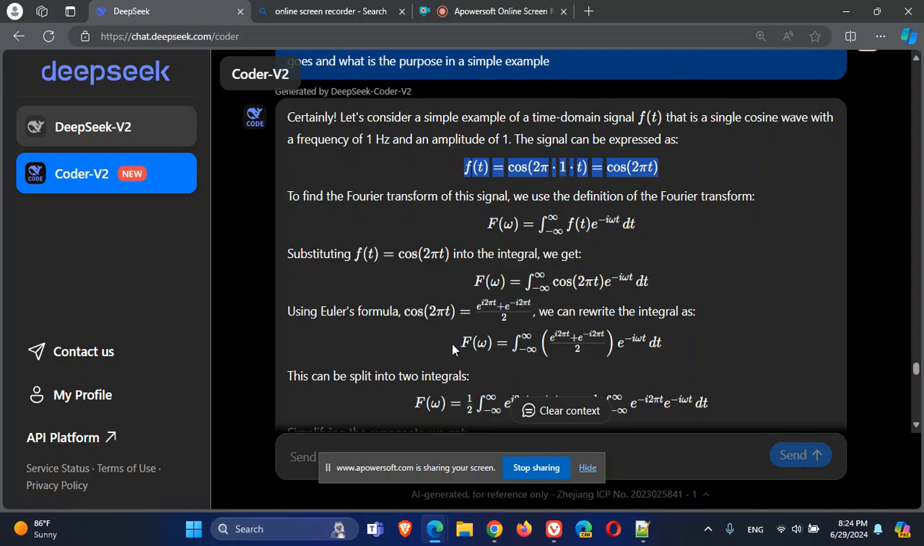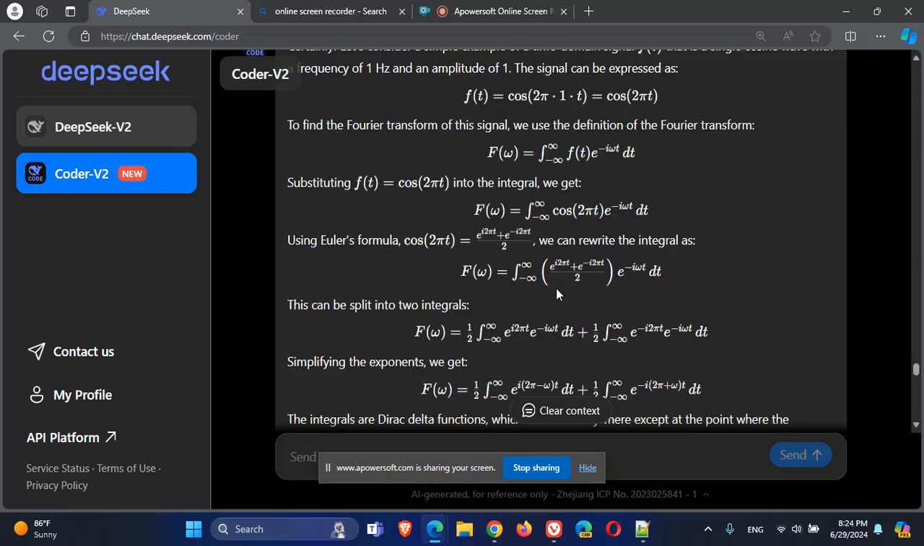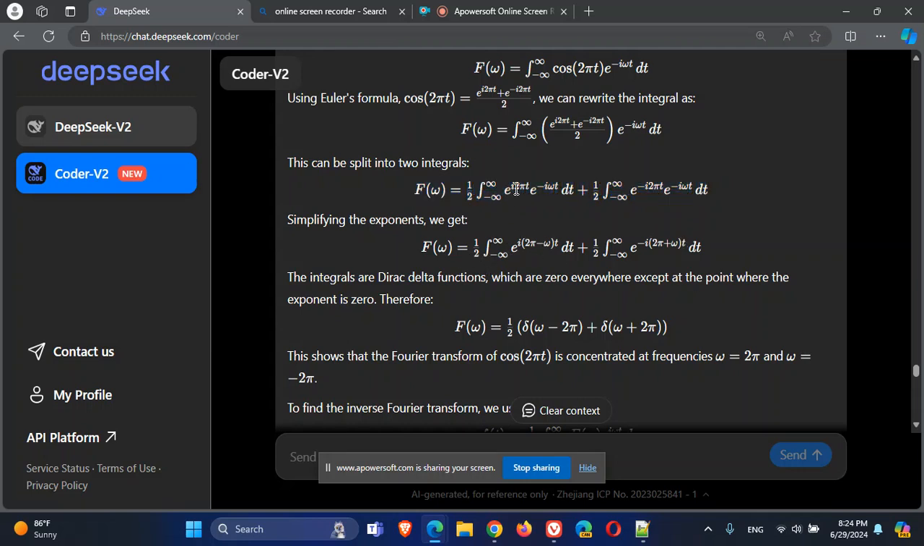Now use the other formula for cosine. Remember that cosine 2 pi t can be written using exponentials, and plug this in and we get this. Now open this up and you get this function. Now, using exponential multiplication rules, you can get to this. This is 2 pi minus omega times i and t here. Again, use the rules of exponentials and get this. So this is the Fourier transform.